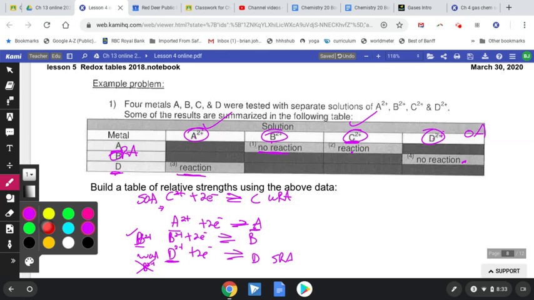So we can just double check our reactions. A2 plus reacts with D. A2 plus, yes, it reacts with D. D is below it. B2 plus does not react with A. I'll switch colors. B2 plus does not react with A. Uphill, C2 plus reacts with A. C2 plus reacts with A, yes. And D2 plus does not react with B. D2 plus does not react with B, uphill. Okay, they all work.